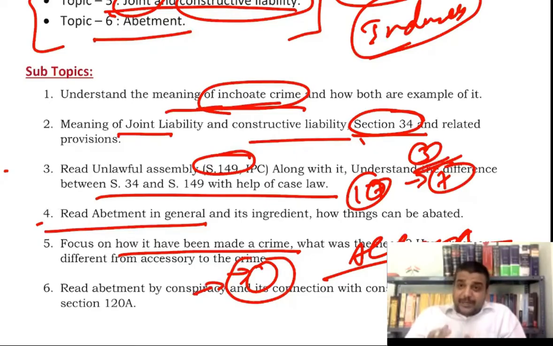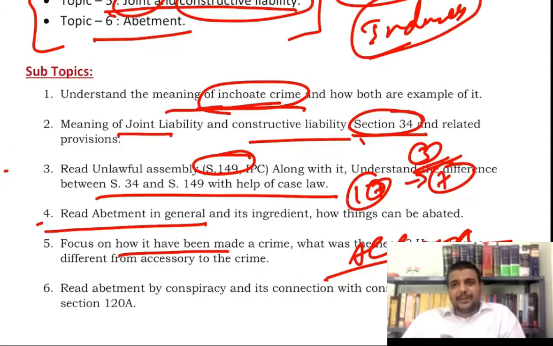Whether it is relevant to have abatement by conspiracy in current circumstances, because already we have conspiracy as a separate crime. In my opinion, we do not need abatement by conspiracy as a separate crime, because if a person is by default covered under conspiracy, then abatement by conspiracy becomes sort of infructuous. But still it is a specific offense.